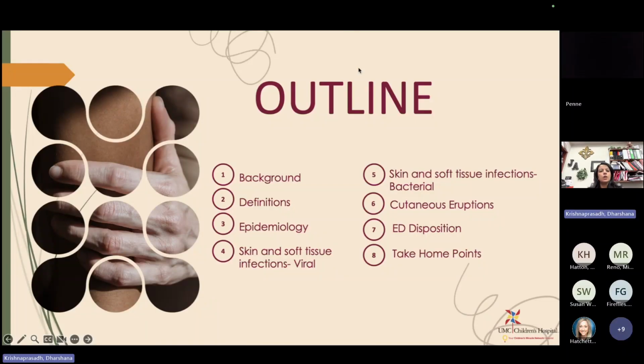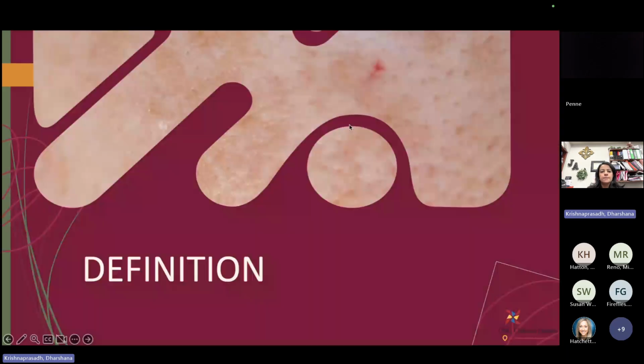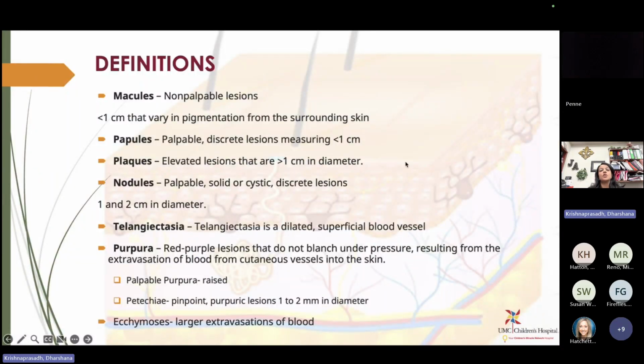This is our outline for the day. We'll talk about the background definitions, epidemiology of what is going on with derm, viral and bacterial infections, cutaneous eruptions, ED disposition, and some take home points as well. It's hard to do this lecture without going over our basic definitions. Sorry, this slide is busy, but it goes over every single buzzword we use in dermatology.